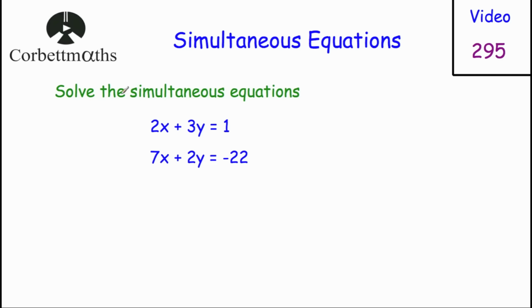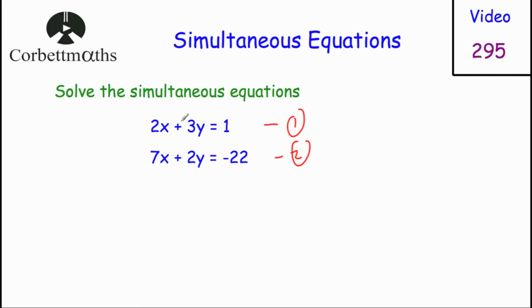So our next question says, solve the simultaneous equations 2x plus 3y equals 1 and 7x plus 2y equals negative 22. And I've chosen these numbers on purpose because what we're going to have to do now is multiply both equations by certain numbers to get the same number in front of either the x's or y's. So let's call our equations equation 1 and equation 2.